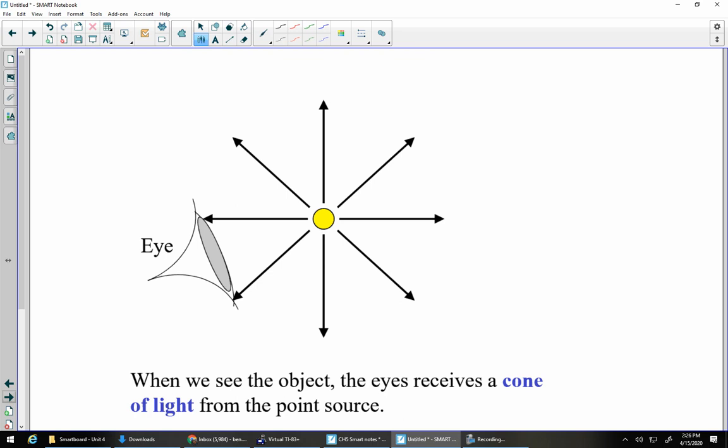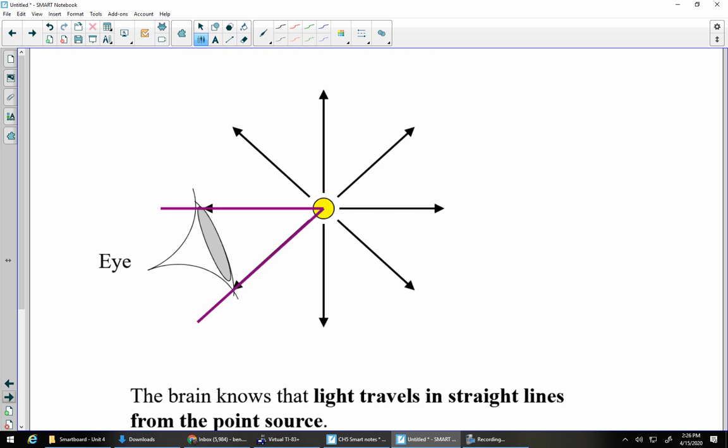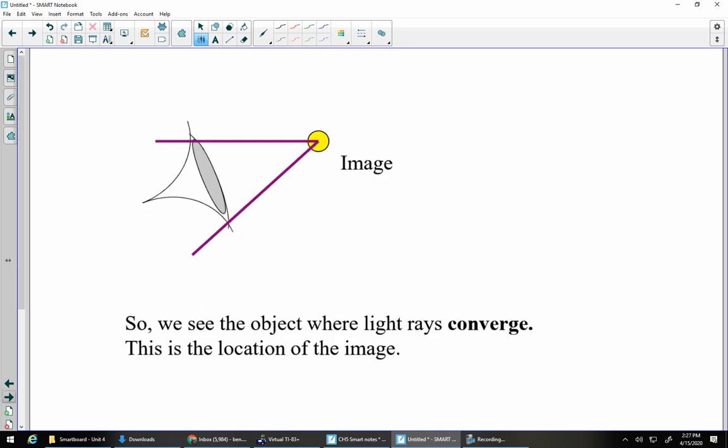When we see that light, essentially our eye receives a cone of light coming from the point source, and where the cone comes together, so right here, is where we perceive that object to be. So where those rays come together, that's where we perceive that object to be. Perfect. We see that image.